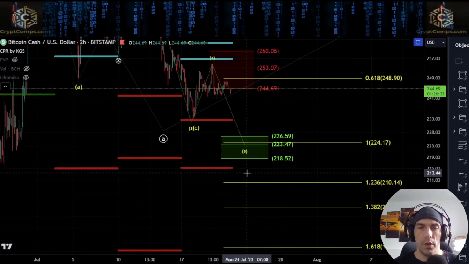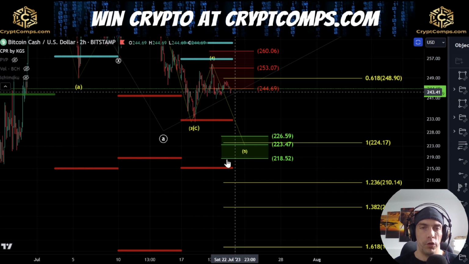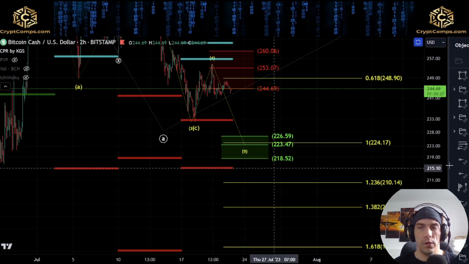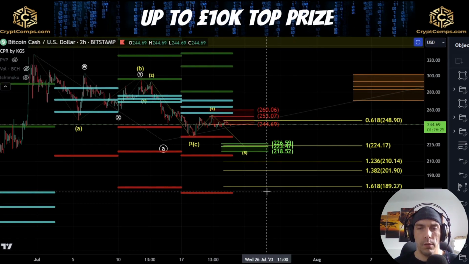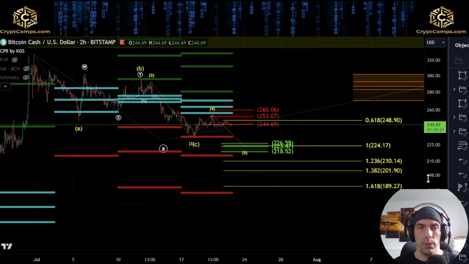Alternatively, if we do look to break down deeper here, our 5th wave target box could potentially be overshot if we do look to test out this 215. And then we also have this lower level here of this 184 as a potential target for this week.